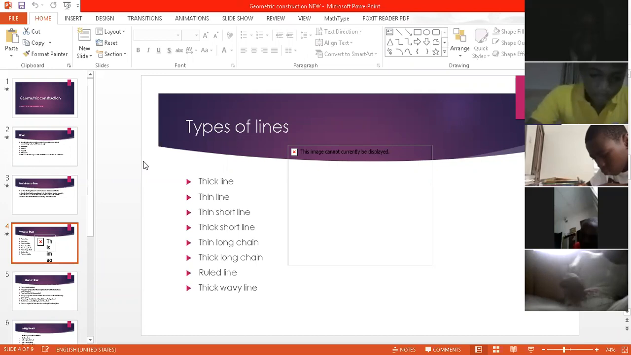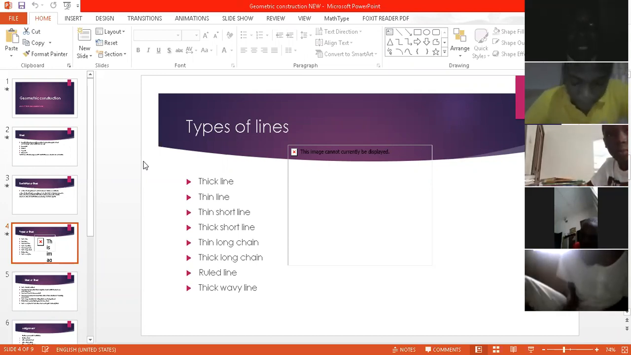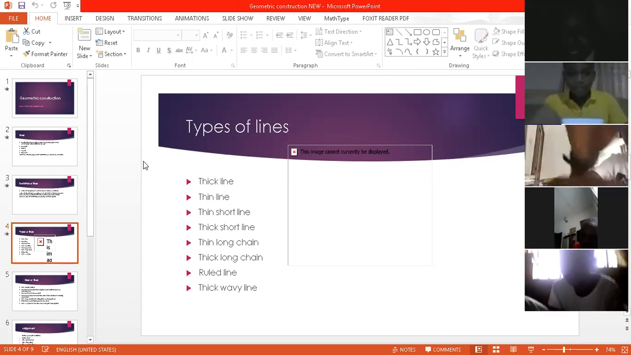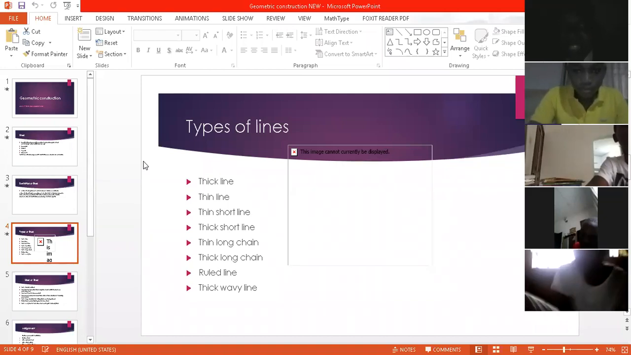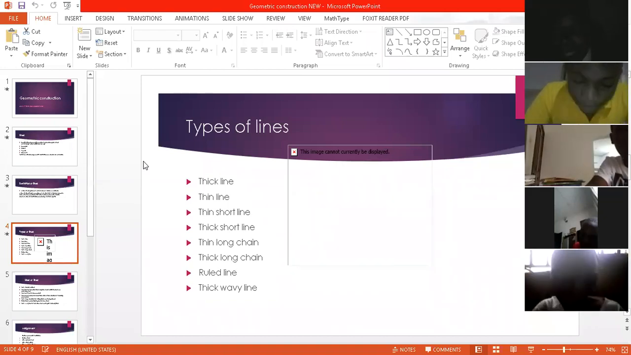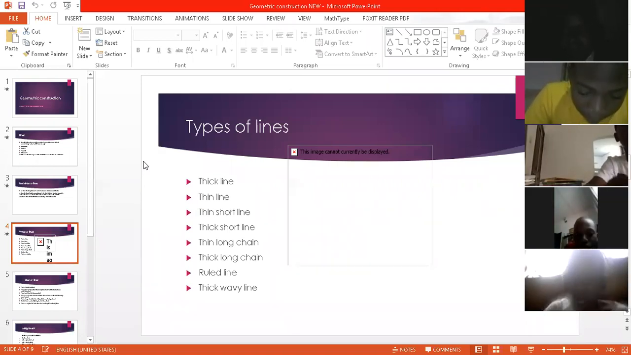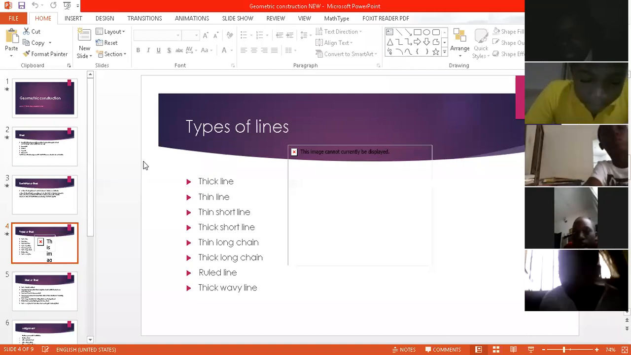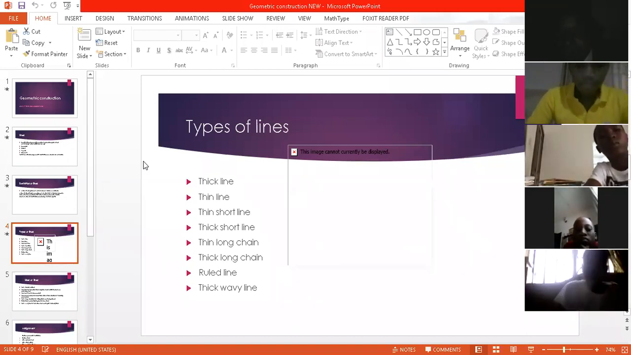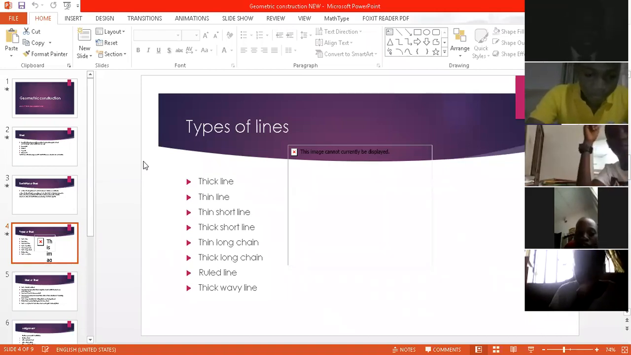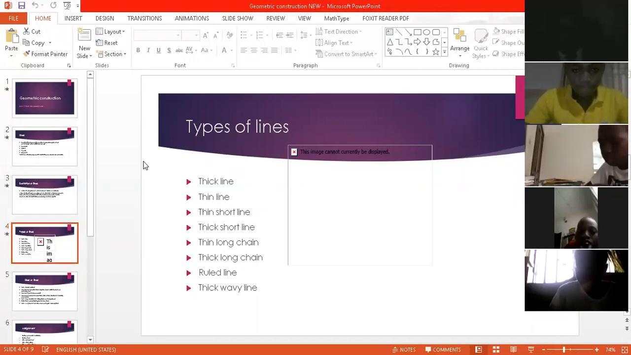All right. Now, the next one is thick, long chain. You draw this one, you make it very thick, and it has to be long, just like thin, long chain. If you have done that, just type in yes. Okay, Yaramde Balogun, great. Okay, good, great.